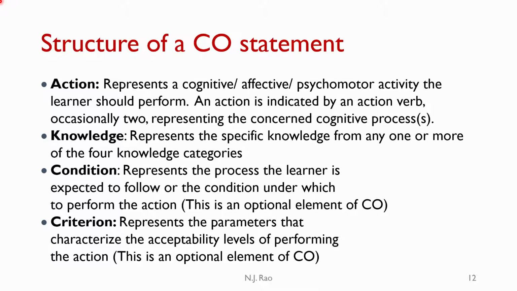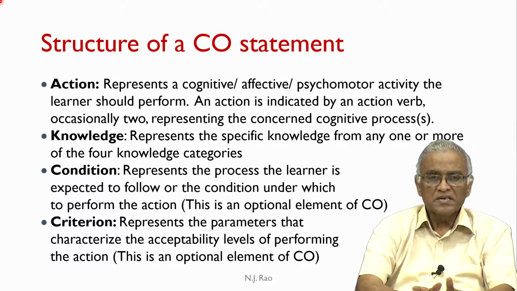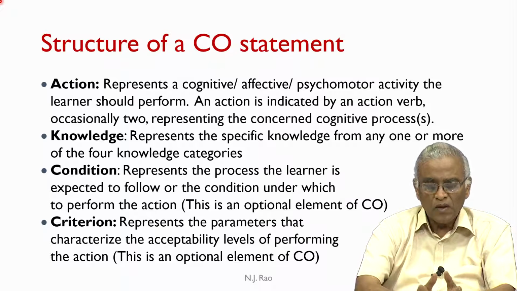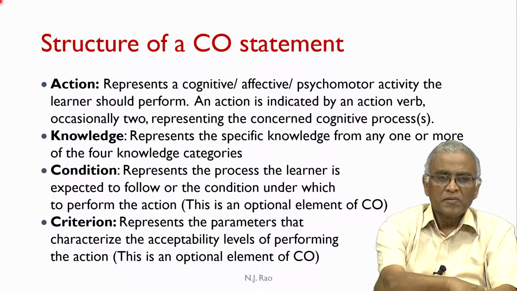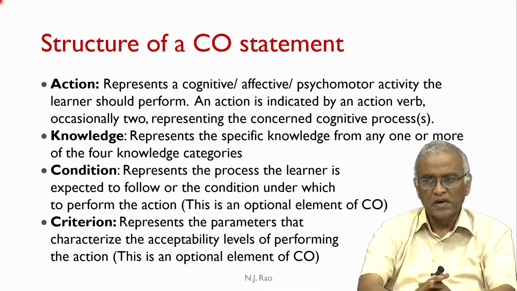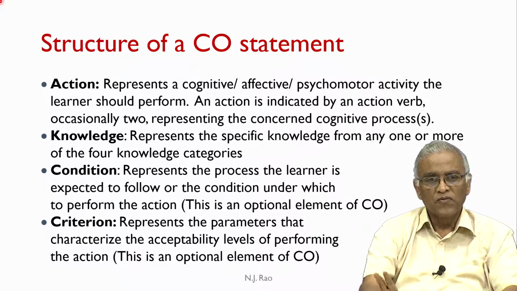We call it action; it represents a cognitive, affective, psychomotor activity the learner should perform. An action is indicated by an action verb, occasionally 2, representing the concerned cognitive process. We have given a whole bunch of action verbs for all the domains. So, when you write an outcome statement, one should start assuming that the common stem is already written down. So, a CO statement should always start with an action verb. That is the requirement. And then it consists of knowledge, which represents a specific knowledge from any 1 or more of the 4 knowledge categories. It need not be only from 1, it can be 1 or more of the 4 knowledge categories. Then condition represents the process the learner is expected to follow or the condition under which to perform the action.